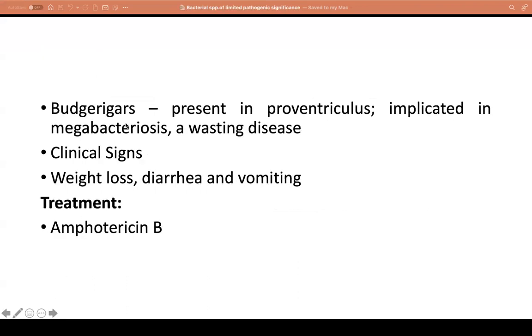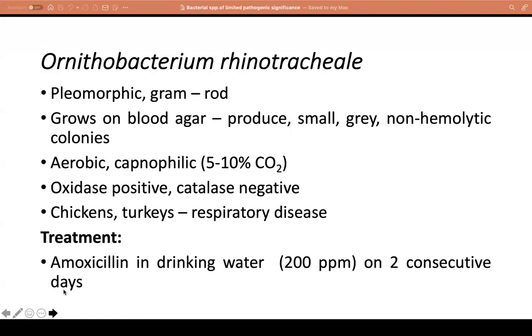So in budgerigars, the organism is present in proventriculus, implicated in megabacteriosis, which is a wasting disease among this bird species. Clinical signs are weight loss, diarrhea, and vomiting. Treatment is amphotericin B.